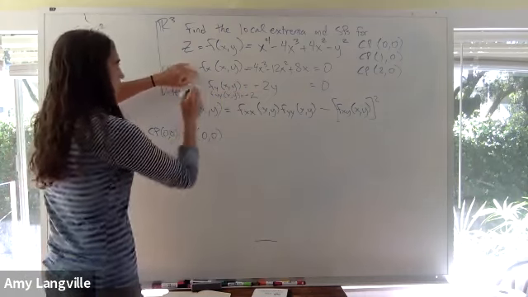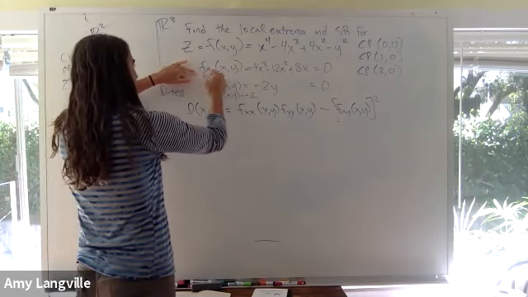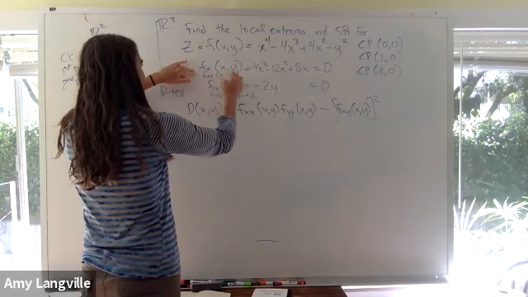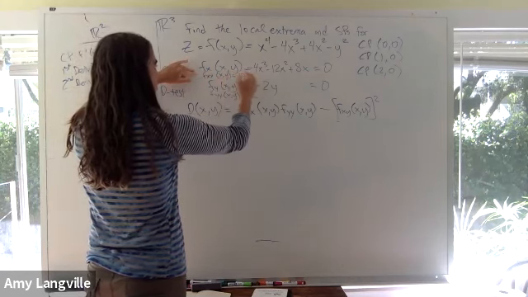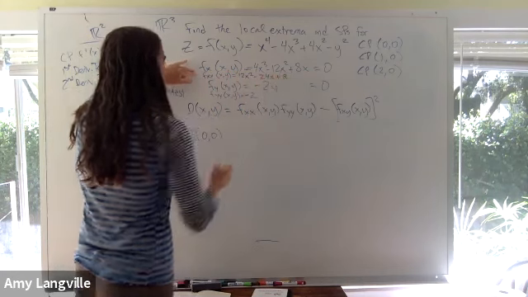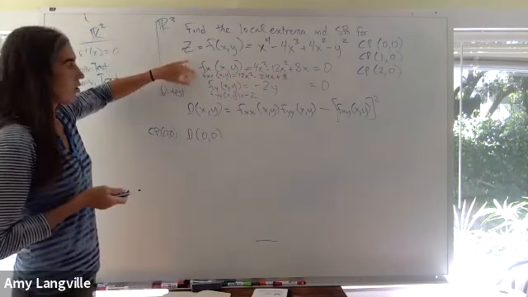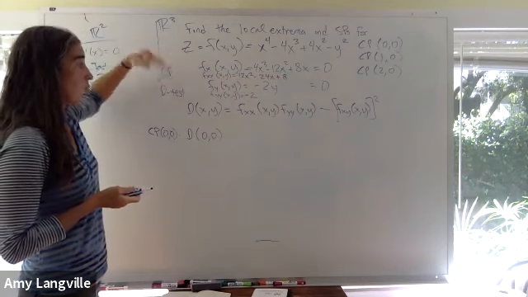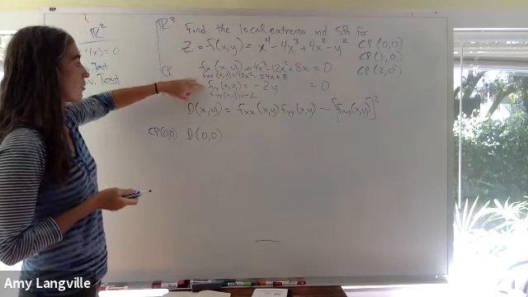F sub x, x, also easy. A little more work to write it though, it takes a little more time. It's 12x squared minus 24x plus 8. And we need one more partial, f sub xy or f sub yx, they're the same thing. It might be easier down here.